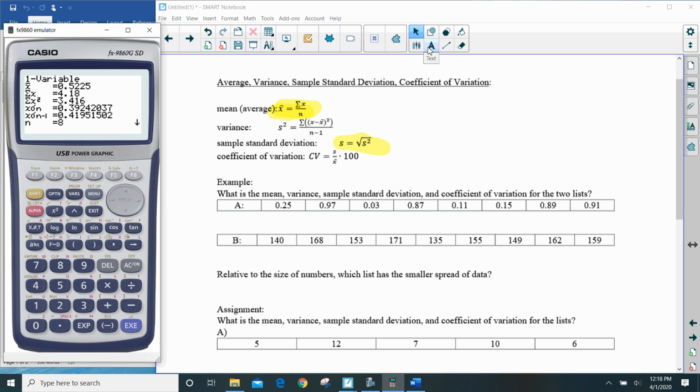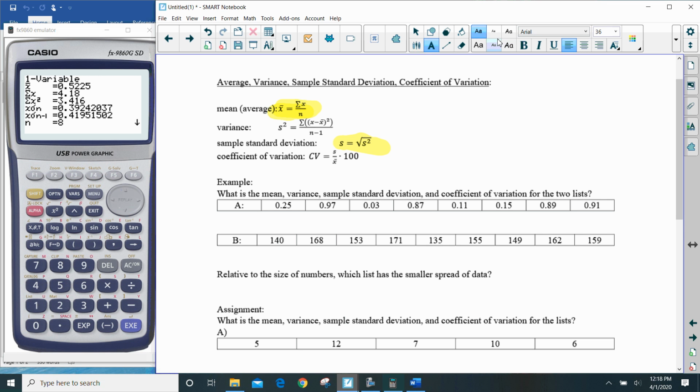If I calc 1 var, what I can see is that my x bar, right now I'll just write it as x, is equal to 0.5225. Okay, that's x bar. I can't write a bar on this.